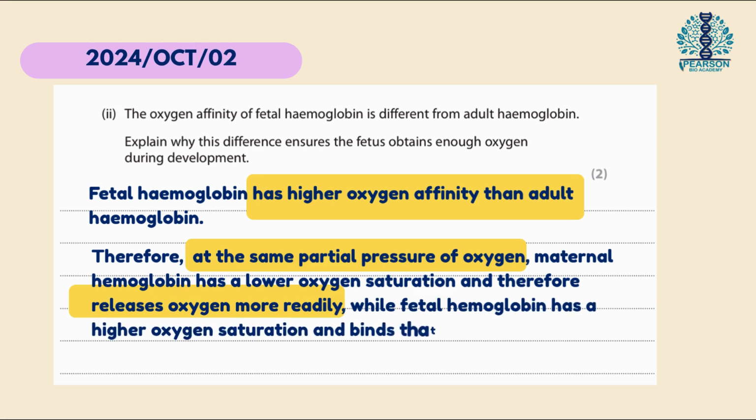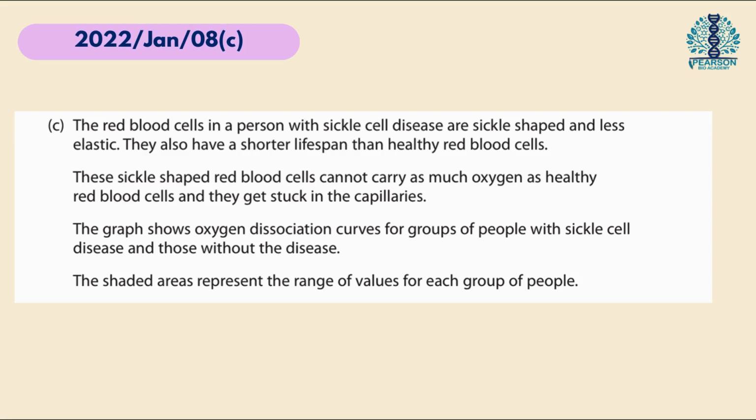As a result, oxygen moves efficiently from the mother's blood into the fetal blood, and importantly, the mother's blood and the fetus blood do not mix. So, this is exactly how the fetus receives enough oxygen during development. Okay, the next question is coming from Jan 2022, question 8C.